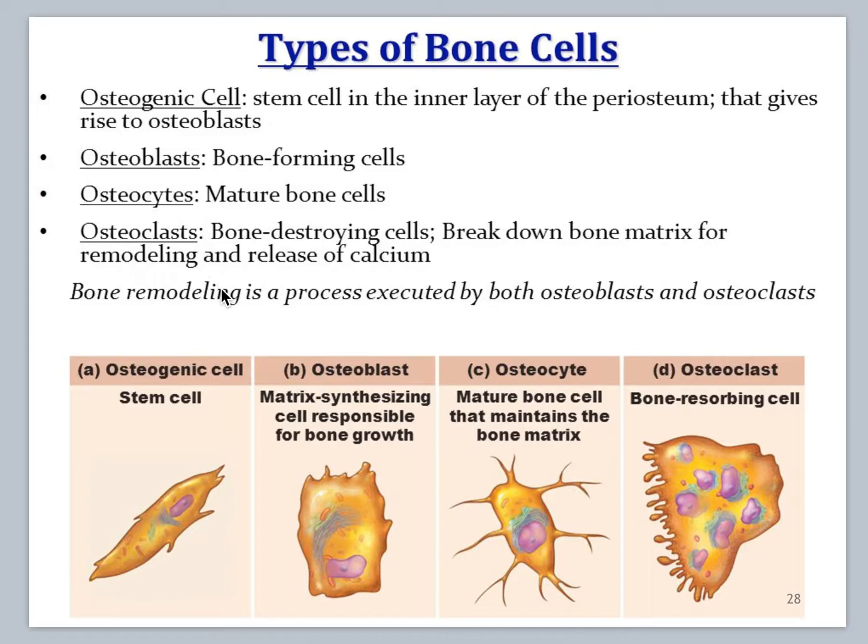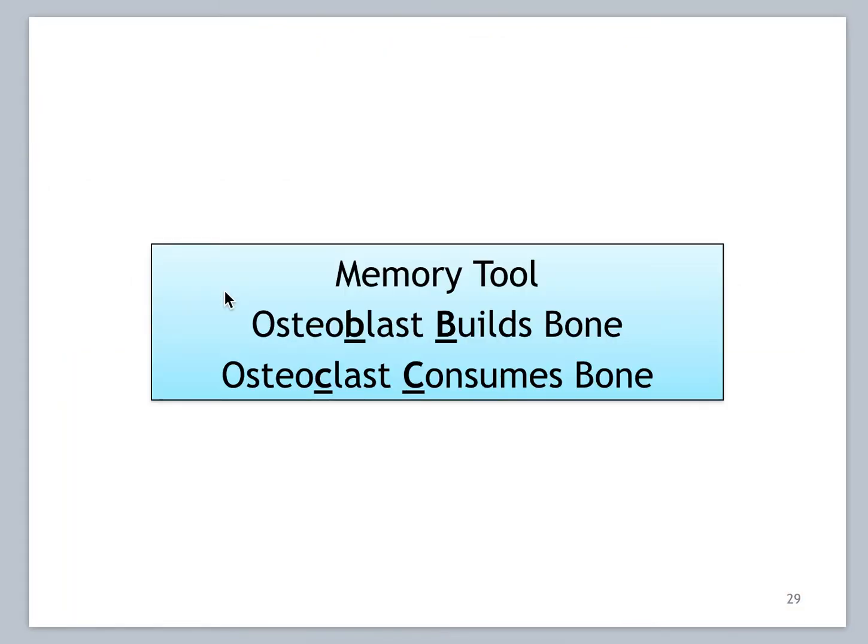Bone remodeling is a process executed by both osteoblasts and osteoclasts. Bone remodeling is just reshaping of the bone, and it involves building up bone and tearing down bone, especially rebuilding and remodeling the bone. Here's a memory tool to help you remember: osteoblast builds bone, osteoclast consumes bone.